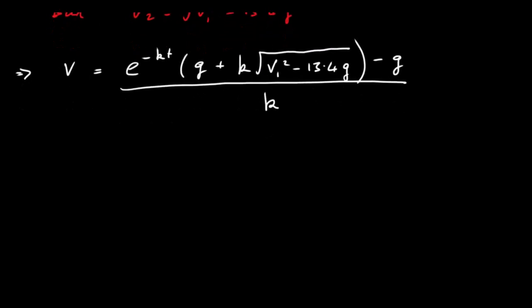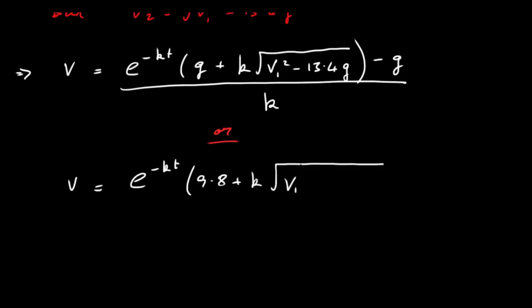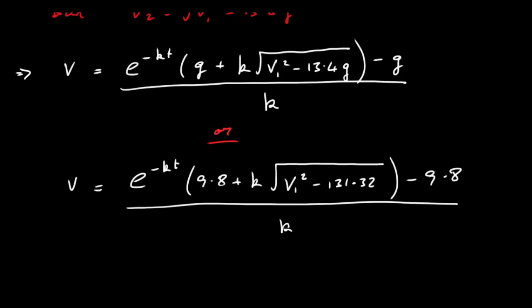Or again, we can say v is equal to e to the power minus kt times 9.8 plus k times the square root of v1 squared minus 131.32, minus 9.8, all over k. Okay, so that's it for this question.